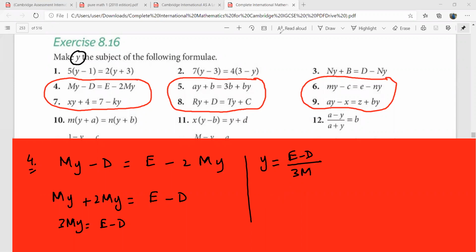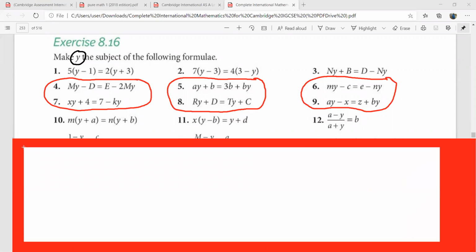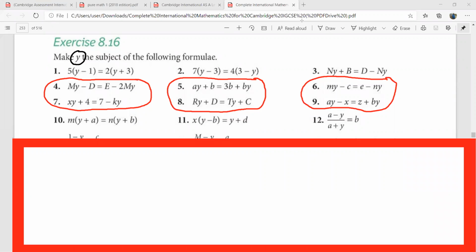Okay, look at the ninth question. In this ninth question we have ay minus x that is equal to z plus by. Since you have to make y the subject, you keep the terms in y on the left hand side, and the other terms which don't have y in them should be moved towards the right hand side. Okay, what should we do now?